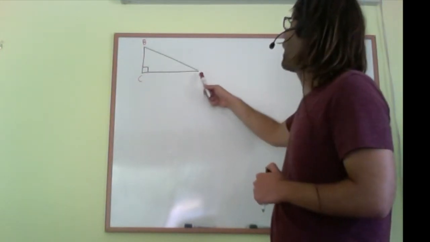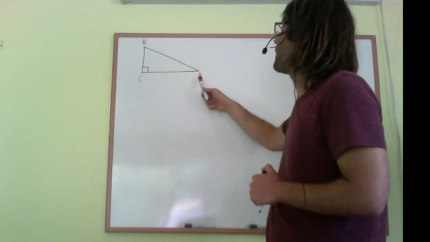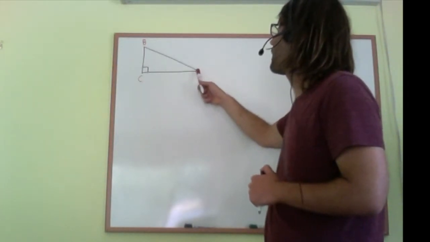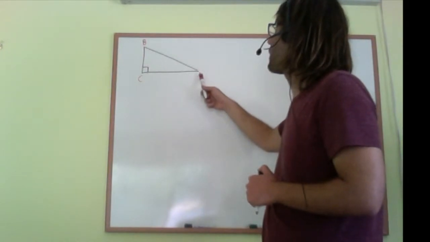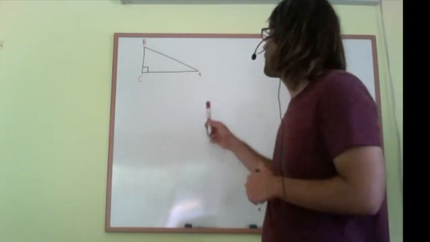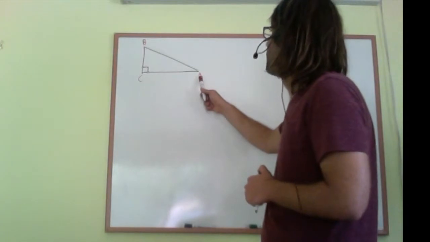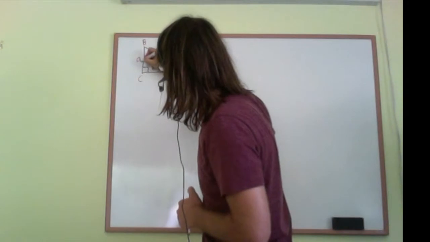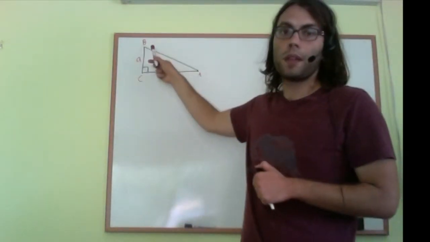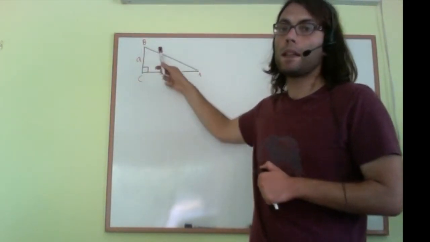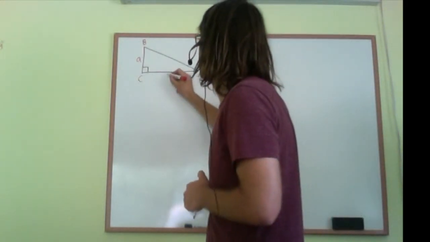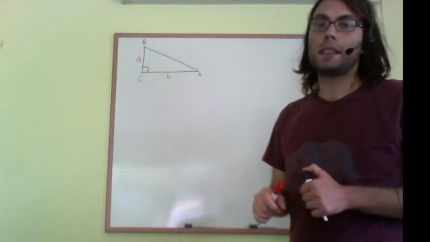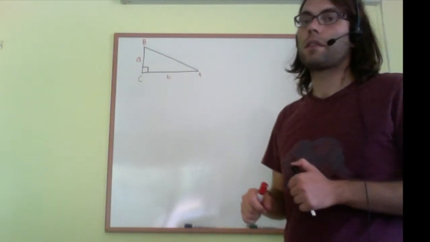Conventionally, people like to suppose that the length of the side opposite a capital letter here is the corresponding lowercase letter. So opposite big A is going to be the side length little a. Opposite big B is going to be the side length little b. And opposite big C is going to be the side length little c.